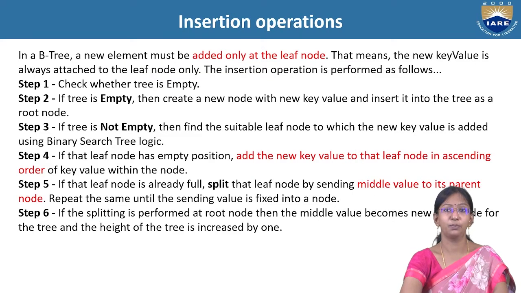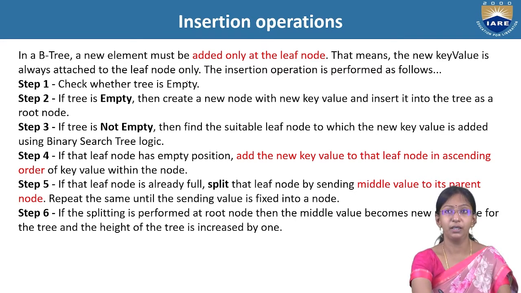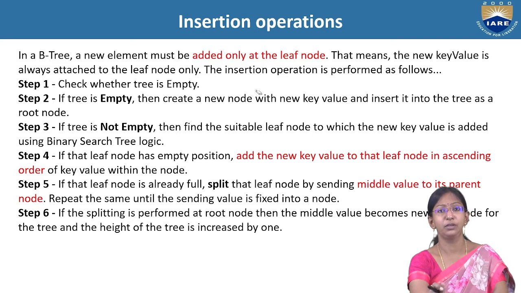Coming to the insertion operation. Have a look at this algorithm which I have given. And please make a note that we can add only leaf nodes to any B tree. The new node is going to come and settle as a leaf node. Very good. Let's start the process.